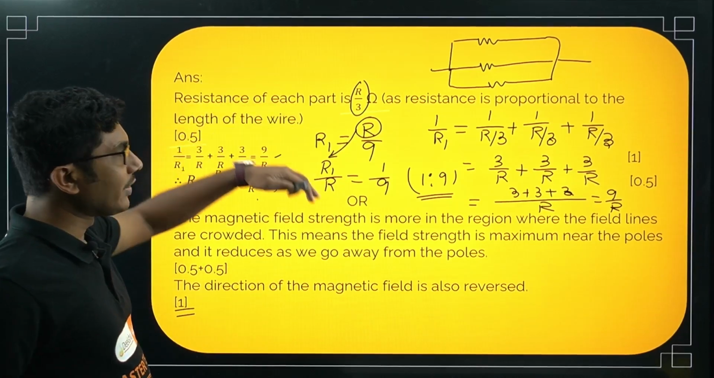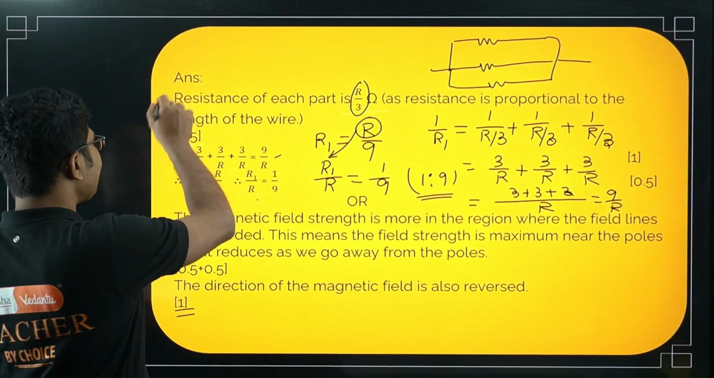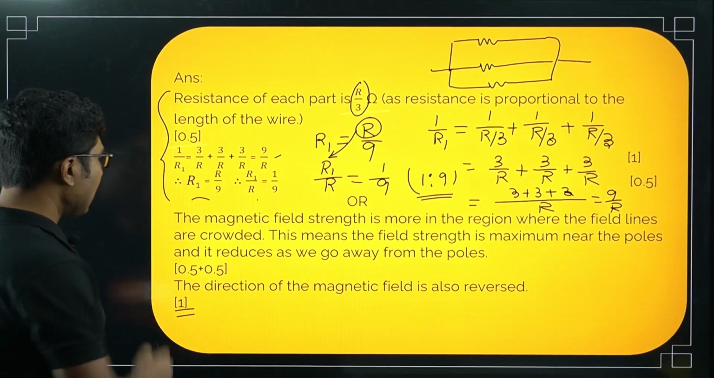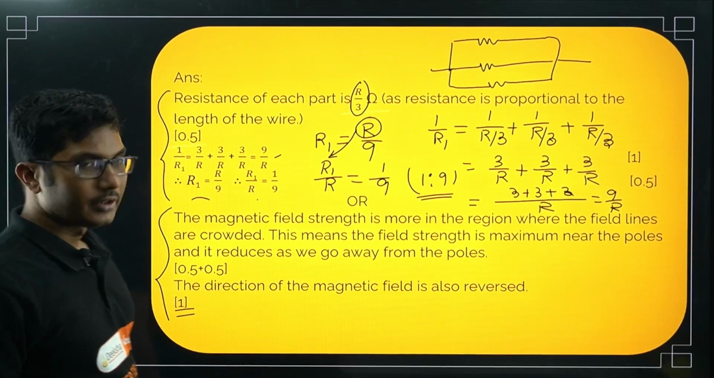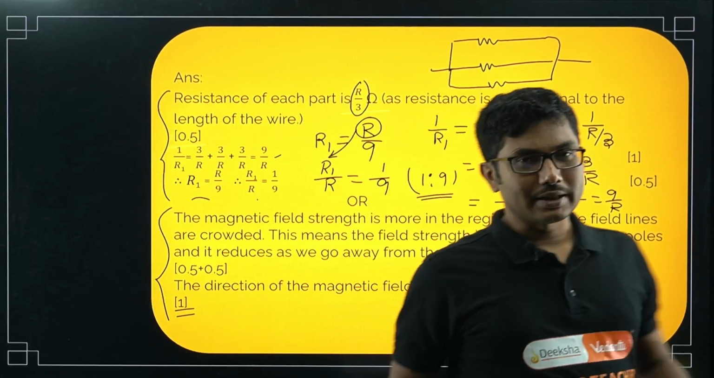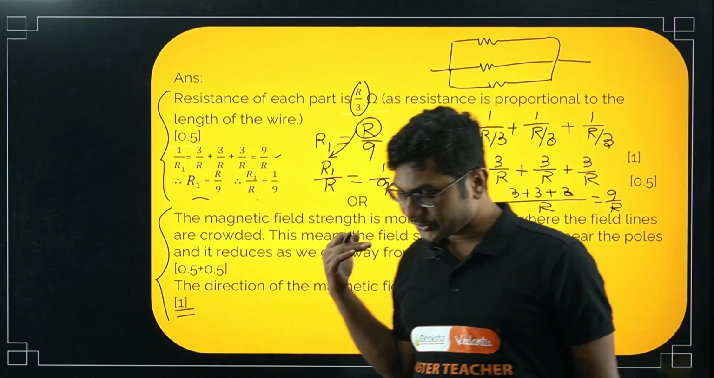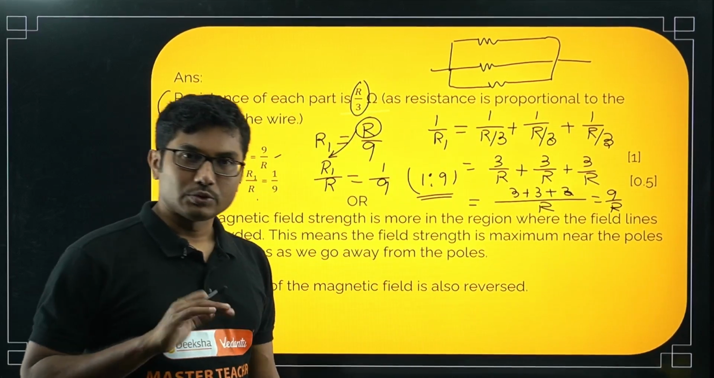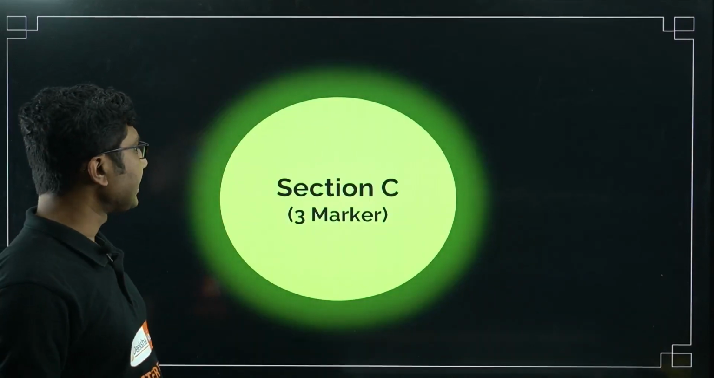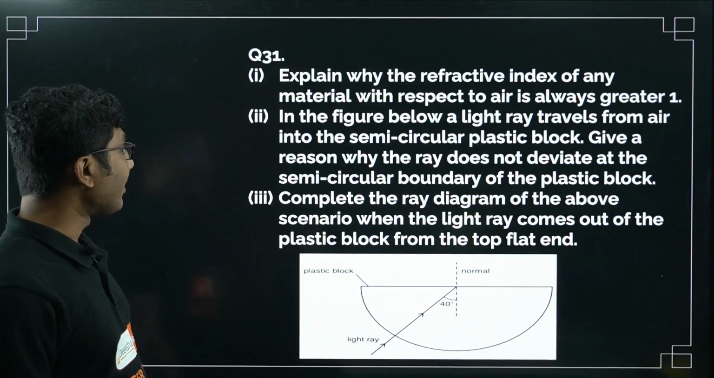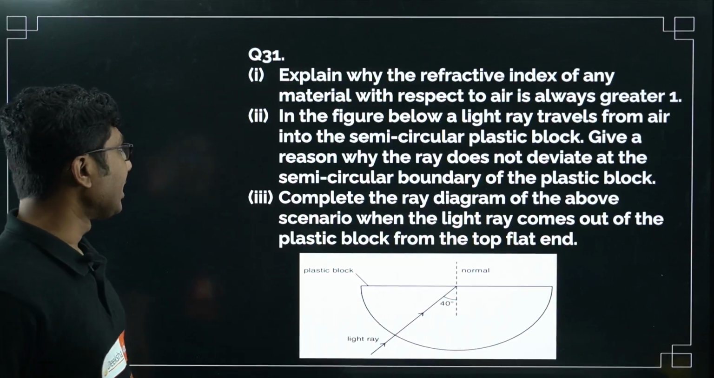Now if you are very strong in mathematics, this is an easier question. If you are strong in theory, this is an easier question for you. Which part you want to answer is entirely up to you. Both questions are answerable, both questions are super easy. Now next question, section C. So now we will have a lot of questions. This is a 3-marker question.